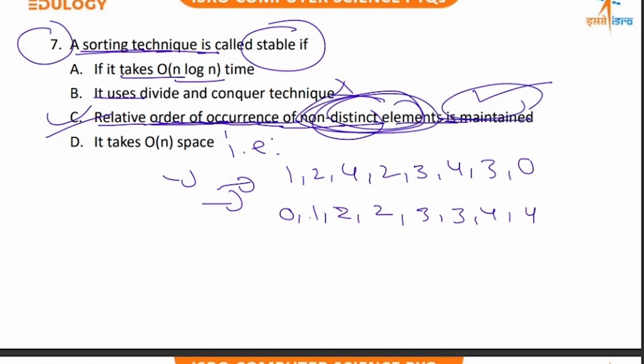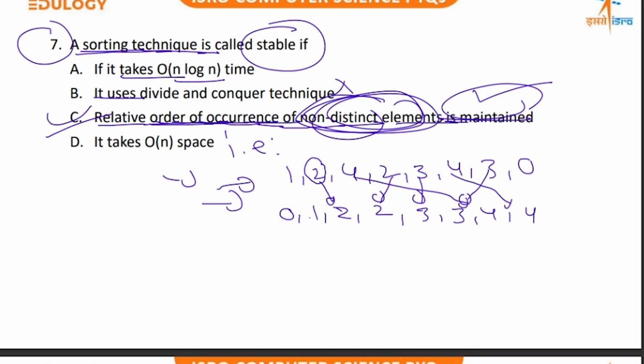What does it mean? It simply means that the first 2 will come here and the second 2 will come here. First 3 will come here, second 3 will come here. First 4 will come at the first position and second 4 will come at the second position. This order will be maintained.